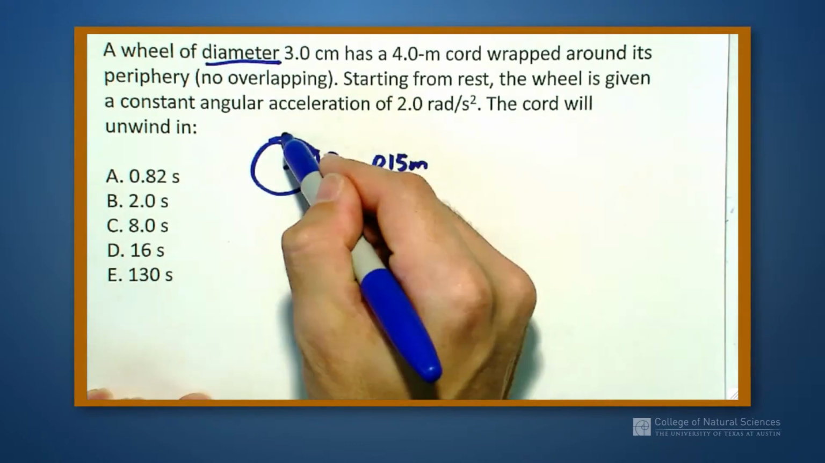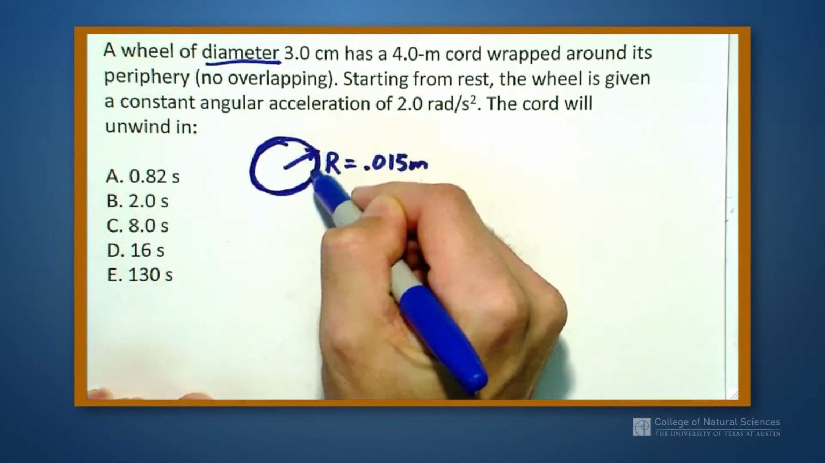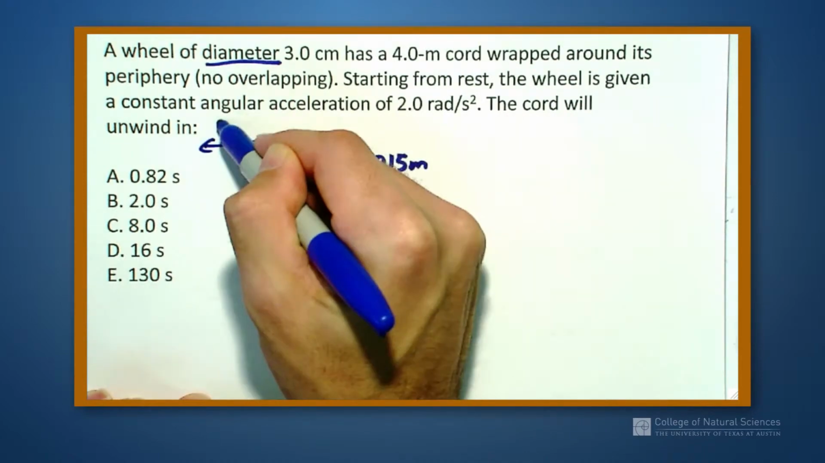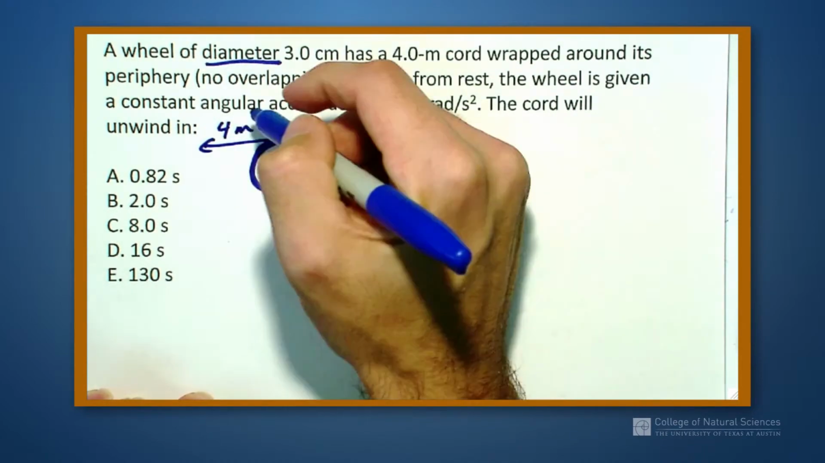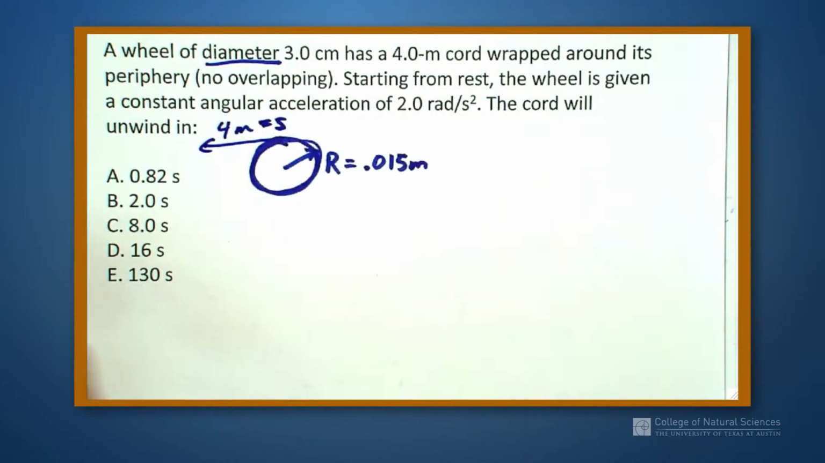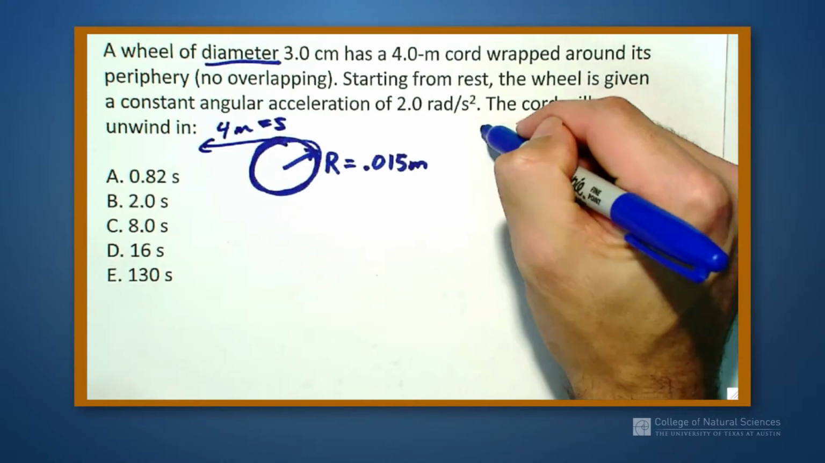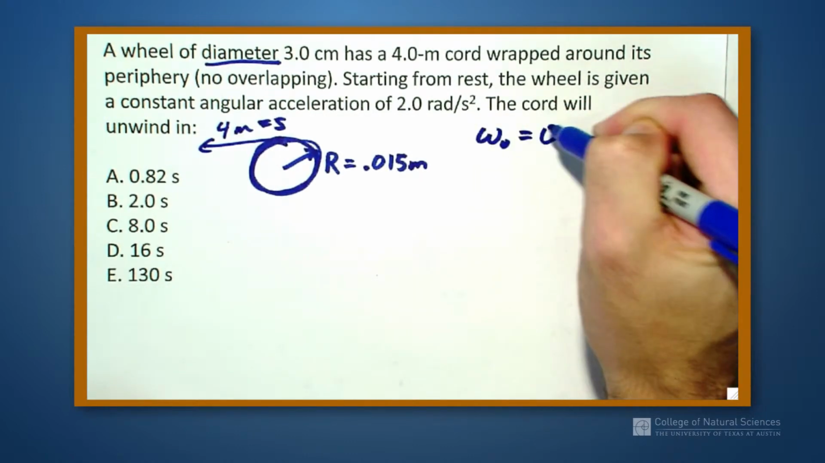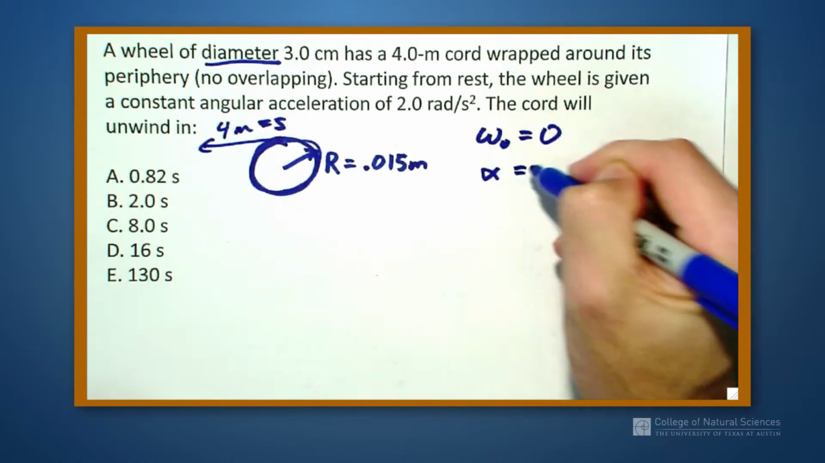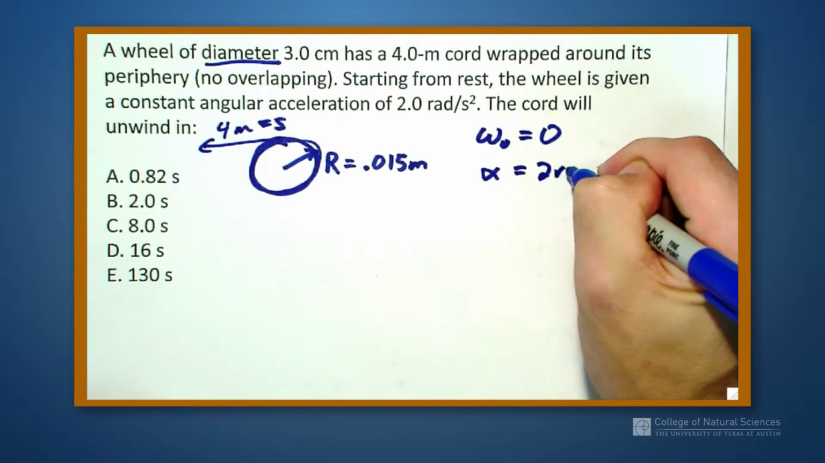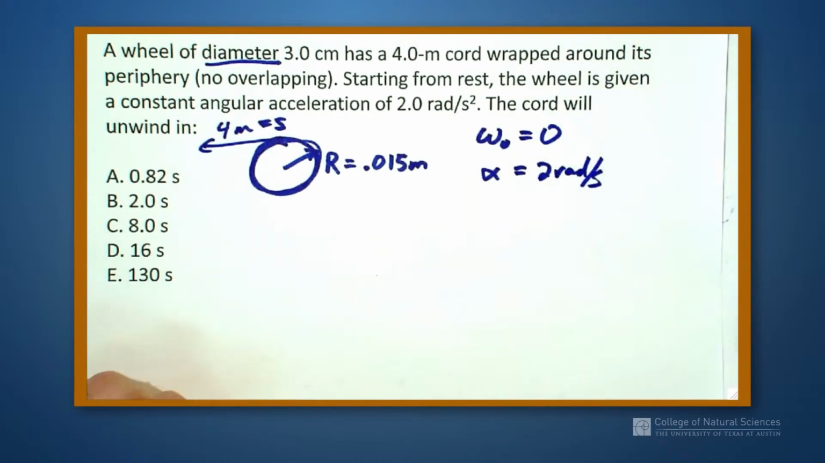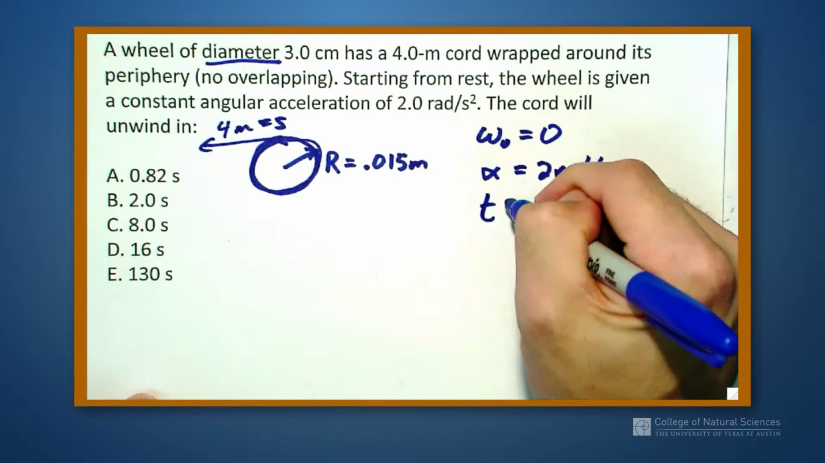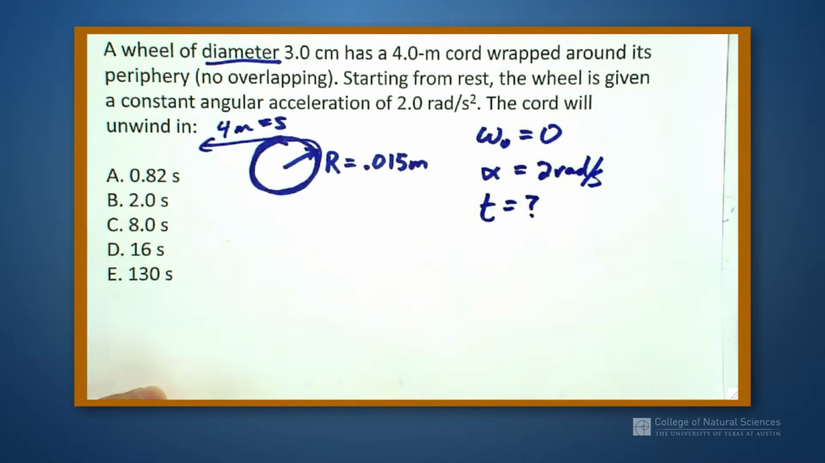And around that, I'm going to wrap a cord and pull it off, and this cord is 4 meters long in terms of how much cord we have. I'm just going to designate that by S. And we know that it starts from rest, so omega naught is equal to 0, and it has an angular acceleration of 2 radians per second squared. And we want to know what the time is for this thing to unwrap.